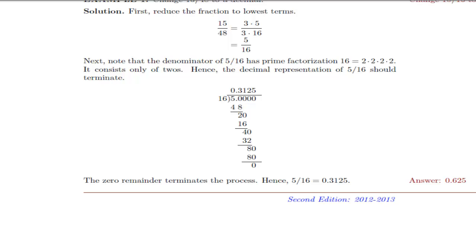Add another 0. Bring down the 0. 16 goes into 40 2 times. 2 times 16 is 32. 40 minus 32 is 8. Add a 0 and bring down the 0. 16 goes into 80 5 times. 5 times 16 is 80. 80 minus 80 is 0. The 0 remainder terminates the process. Hence, 5 divided by 16 is a terminating decimal, 3,125 ten-thousandths.